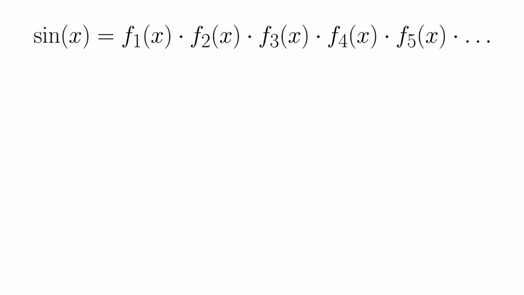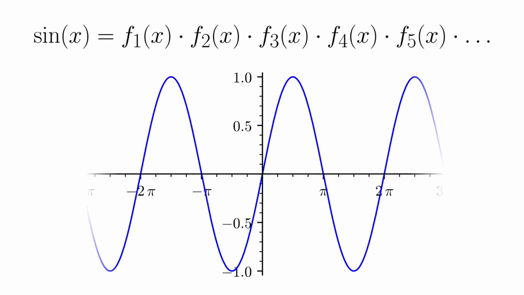Euler's idea to get his infinite product representation was to take the same approach, but to the function sine of x, even though sine of x is not itself a polynomial. That is to say, for example, since sine of pi equals 0, he thought, we should be able to factor x minus pi out of sine of x.